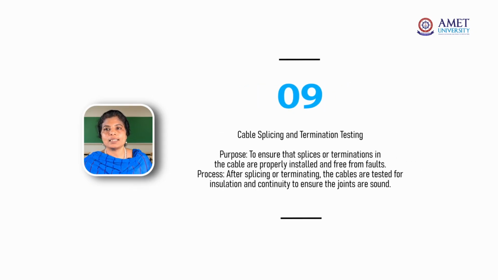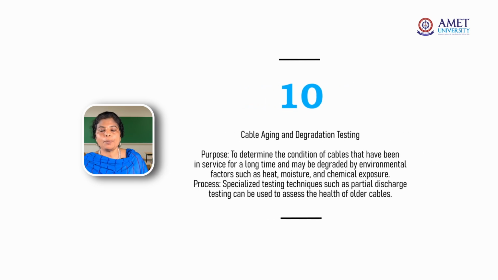Then the cable splicing and termination test. We use this test to check the splices or terminations in the cable. After finishing this test, we also test the cable for insulation quality. Then the cable aging and degradation test. To determine the condition of a cable that has undergone a long life, we have to visually check whether the cable has been subjected to any bad conditions or whether it remains good.